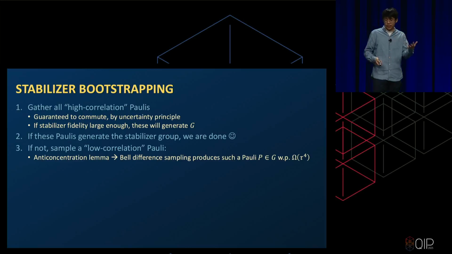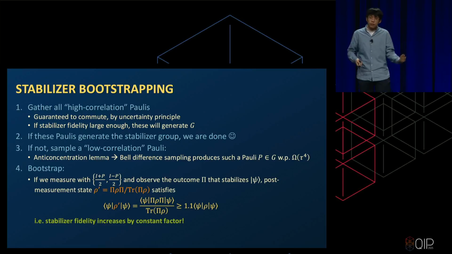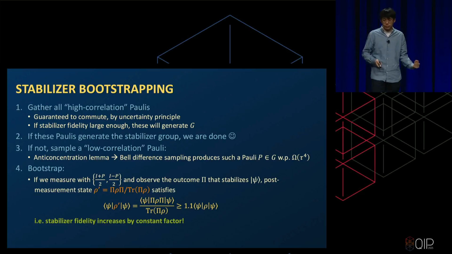This says that if I now run Bell difference sampling one more time, I actually have a non-negligible chance of hitting a low correlation Pauli in my stabilizer group. So why care about a low correlation Pauli? Well, this is where the bootstrapping comes in. I claim that if I have a low correlation Pauli, then I can simply measure the following 2 outcome POVM. And I'll just post-select on the outcome that would have stabilized my unknown stabilizer state psi.